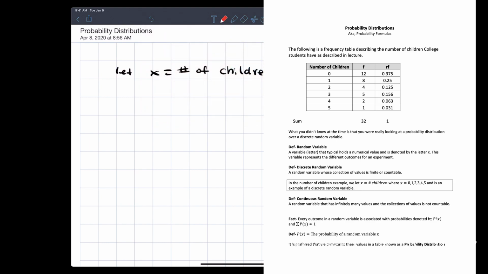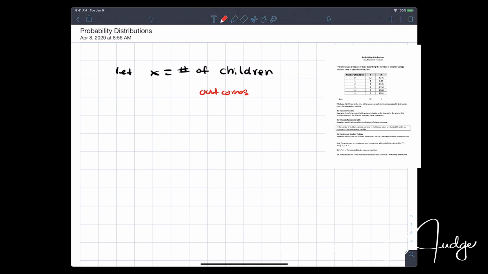So remember, what I said here in the definition is it's a variable that represents the different outcomes. So we have to describe here, what are the outcomes? Right? What are the outcomes that you have when you actually have children? Well, what are the responses? Right? People can respond different ways. They're going to respond and say, I have no children, I have 1, I have 2, I have 3. So in this case, X is 0, X is 1, X is 2.